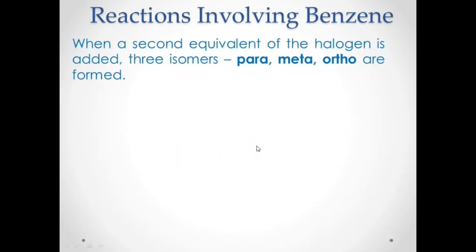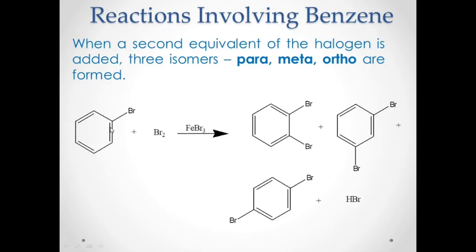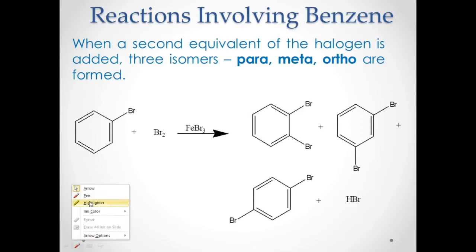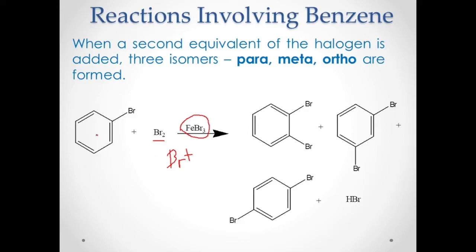Okay, when the second equivalent of the halogen is added, then 3 isomers are formed. That is correct. So for example, what are these 3 isomers? You have your ortho, meta, and para. So for example, if you have already a bromobenzene, and you are going to add another Br with the presence of your Lewis acid catalyst, then the formation of your electrophile will result. Then your benzene will attack this electrophile.